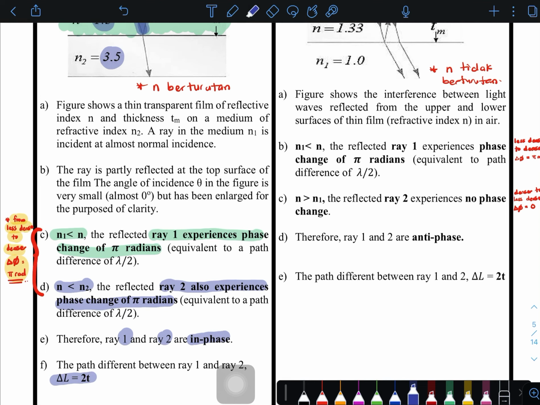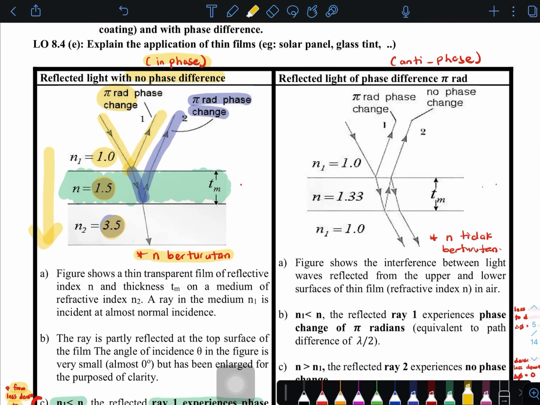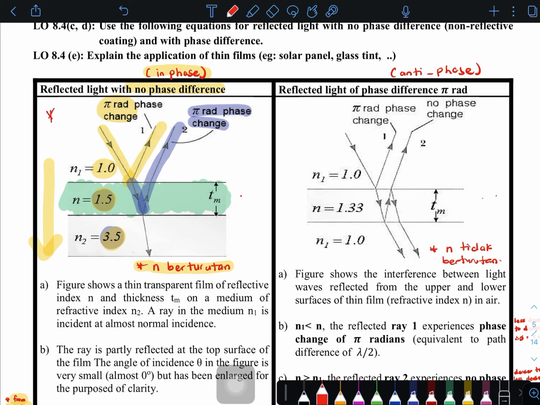The delta L is equals to 2T. Disebabkan daripada less dense to denser ada pi radian, less dense to denser ada pi radian, makanya mereka ada pi radian phase change, dan untuk ini dia ialah no phase difference ataupun we call as in phase. Okay, so how we want to know dia ialah in phase ke anti-phase? Kamu tengok number of N dia berturutan 1, 1.5, 3.5. So dia semakin meningkat. Okay, so itu ialah in phase. So you have to know how to draw this ray diagram.